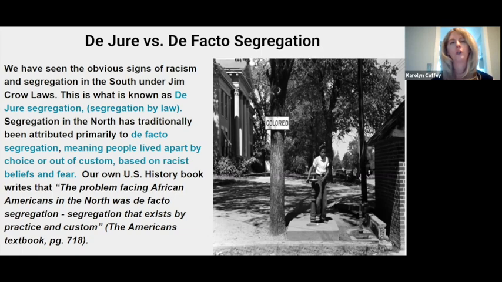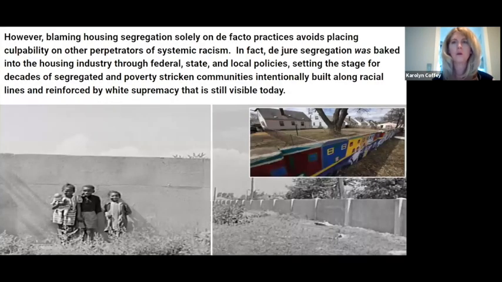So, kind of a review, I would assume that students at this point already were introduced to these concepts of de jure and de facto segregation, but certainly if not, this would be an appropriate time to teach what the differences are. Here's a great local example, the Detroit 8 Mile Wall, right?